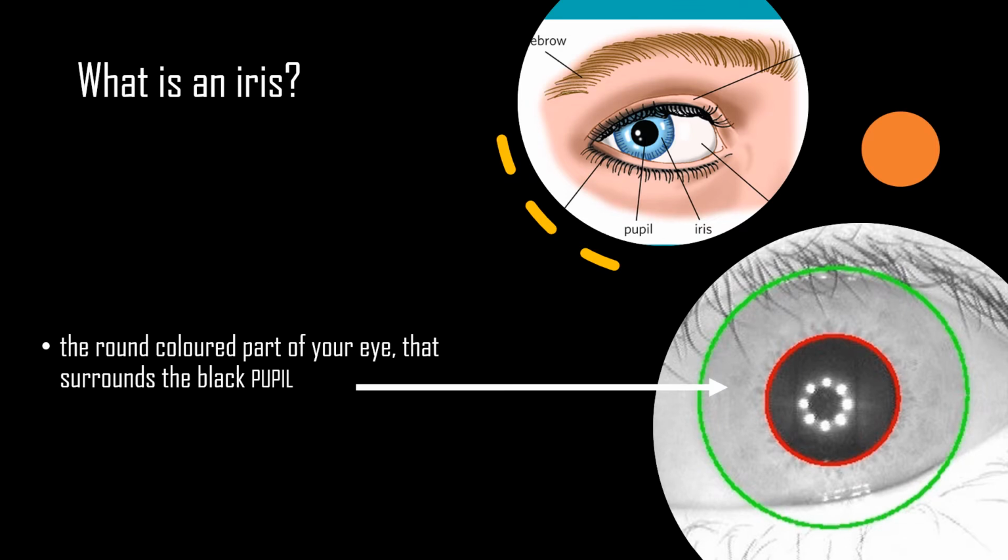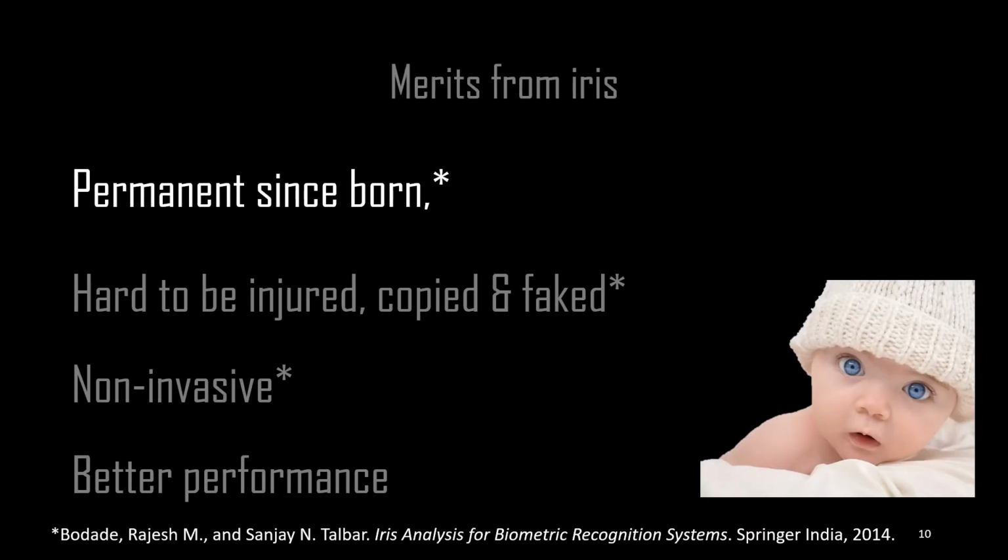The iris is the round colored part of the eye, the region between the red and the green circle that surrounds the black pupil. In any round-shaped iris, there are some textures like snowflakes, which are very unique from person to person. Researchers leverage this distinctiveness to identify who is who.